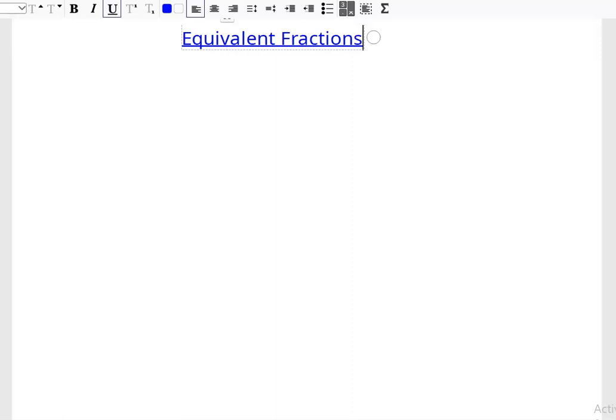Okay, we're going to do section 2 now, equivalent fractions. So the word equivalent, the root word is equal. So an equivalent fraction is one fraction that's equal to another. So let's go over what that looks like first before we really get into the lesson.